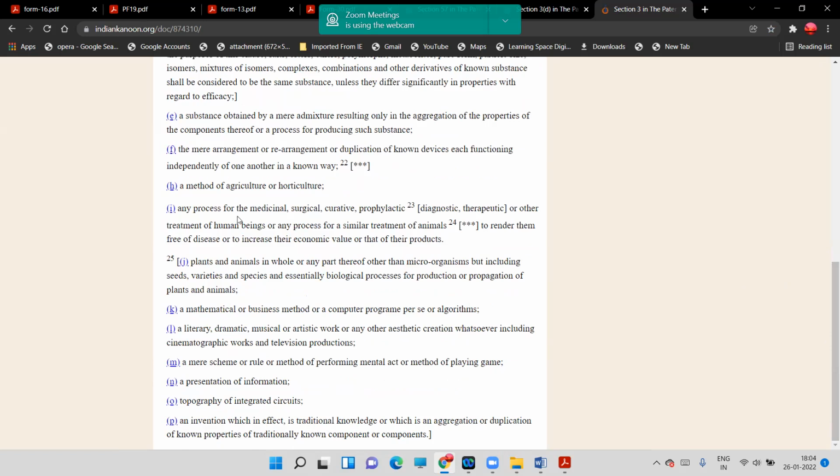I में क्या है? Any process for medical, surgical, curative, prophylactic, diagnostic, therapeutic, or other treatment of human beings, or any process for a similar treatment of animals to render them free of disease or to increase their economic value or that of their products. Okay.